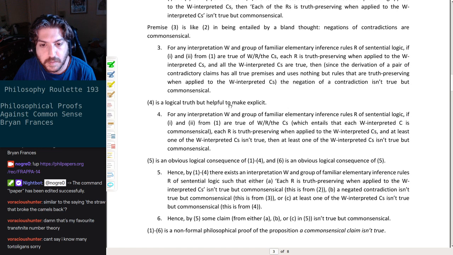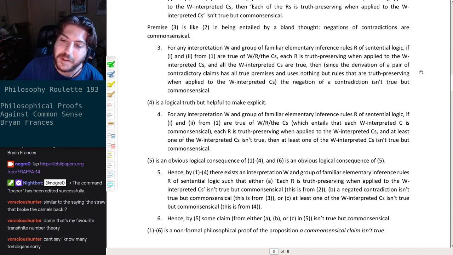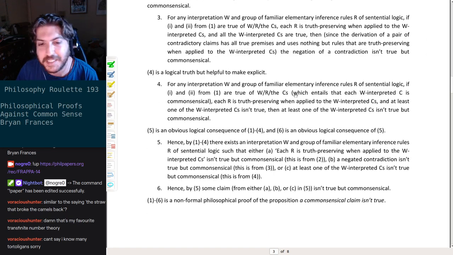Okay. 4 is a logical truth. So basically, if you have something that's a negation of a contradiction, it isn't true because it was a Sorites, and that's false. So you're negating something that's false. No, the negation of a contradiction isn't true, but commonsensical. But it's not, because you're already starting off with it false, and then you're negating that. But you were considering the thing that wasn't true false, and then you've negated it, and now it's back to being commonsensical, but not true. We're getting a few iterations here. That's a little bit hard to say. 4 is a logical truth, but helpful to make explicit.